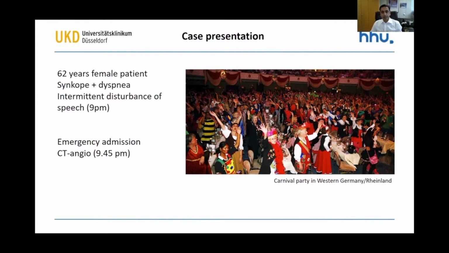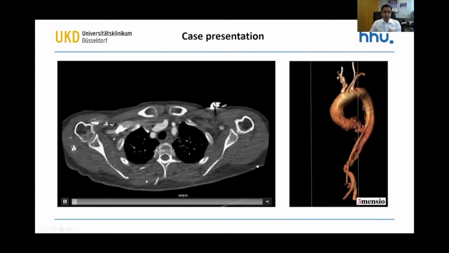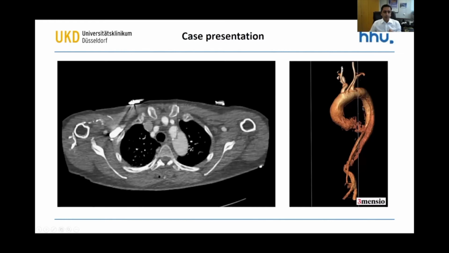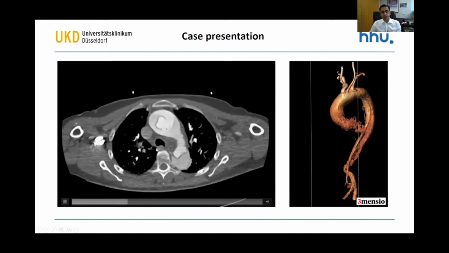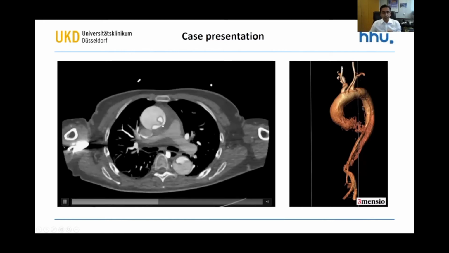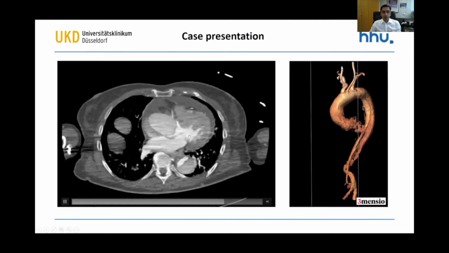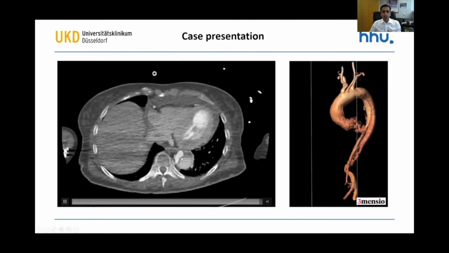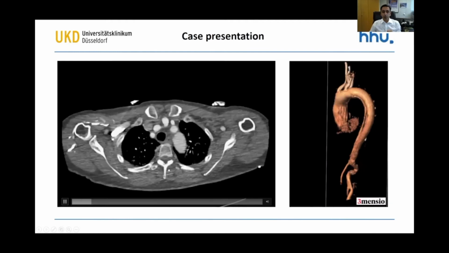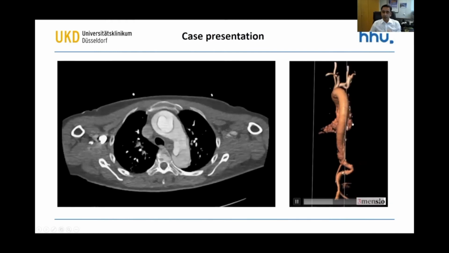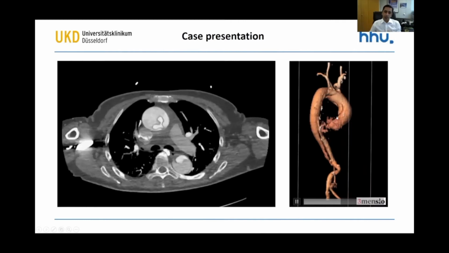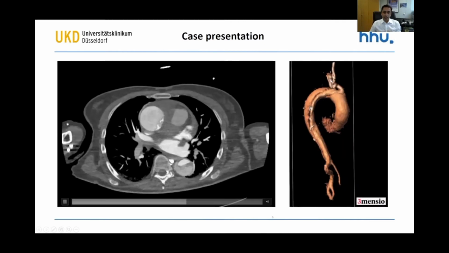When the CT scan was performed, it was already close to 10 p.m. And what we saw on the CT is a typical type A dissection. Actually, it's a massive dissection. You can see a near collapse of the true lumen in the ascending aorta, also a narrowing of the true lumen further down, and the 3D reconstruction shows you a typical DeBakey type 1 dissection.